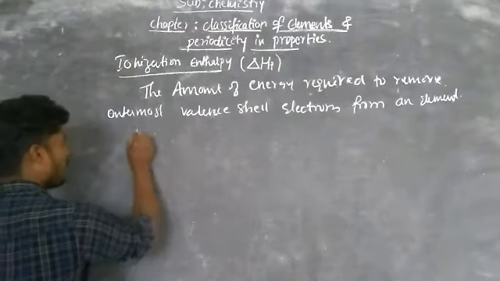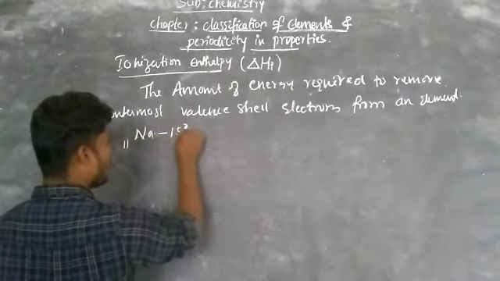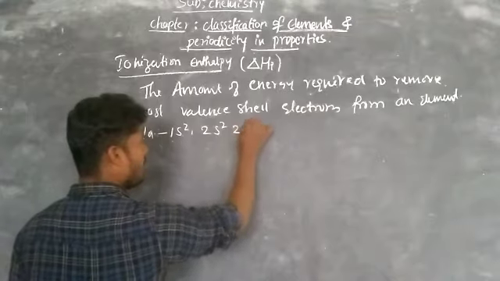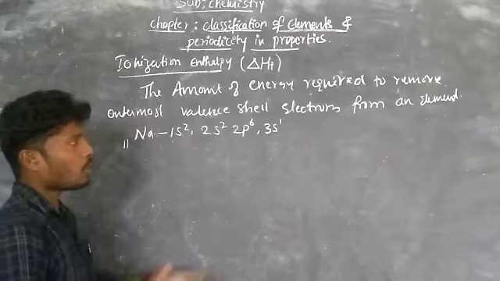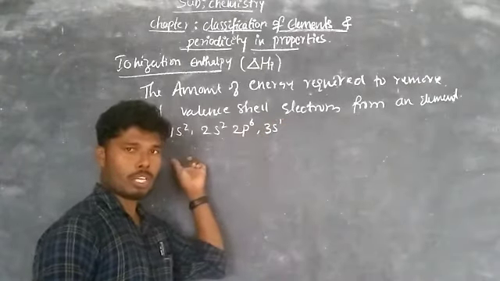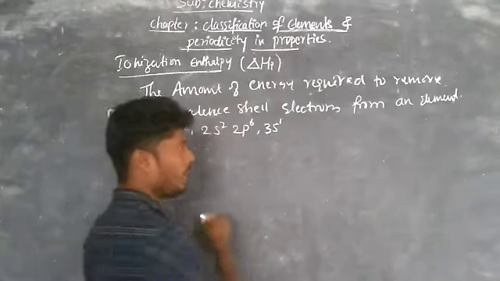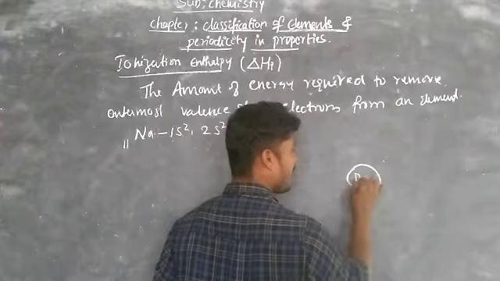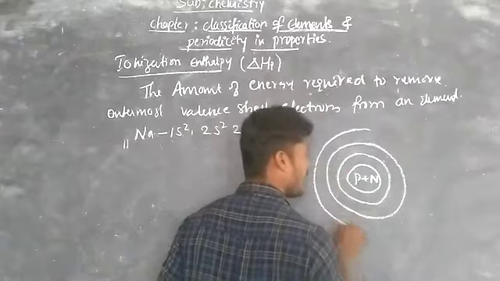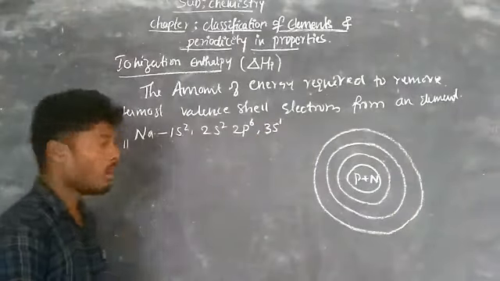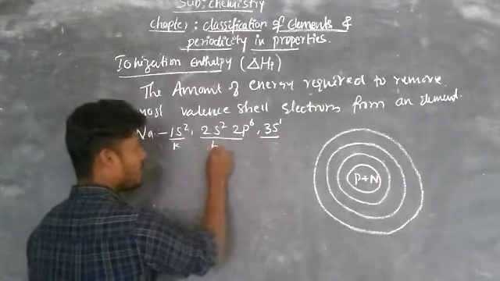For example, take sodium, Na. What is the atomic number? 11. Then write its electronic configuration: 1s2, 2s2, 2p6, 3s1. Now, to remove an electron from the outermost shell of sodium, there is only one electron in the outermost shell. If you consider a nucleus containing protons and neutrons, around that there are definite orbitals, which we call shells. The shells contain electrons. For sodium, how many shells? 1, 2, 3 shells: K shell, L shell, M shell.